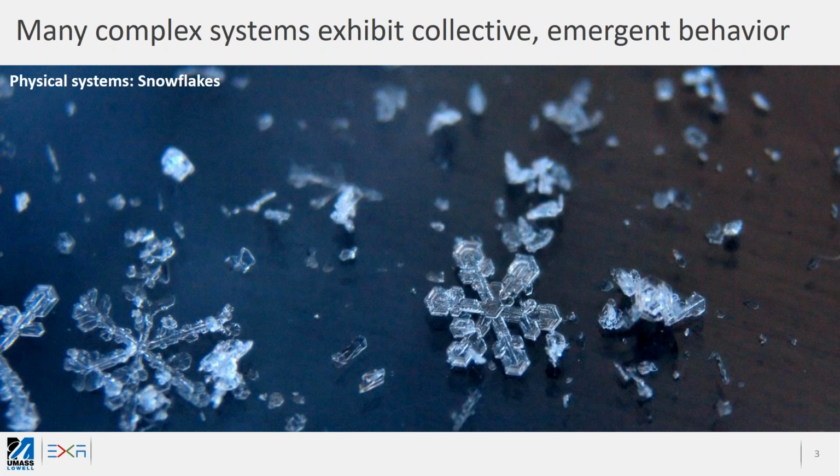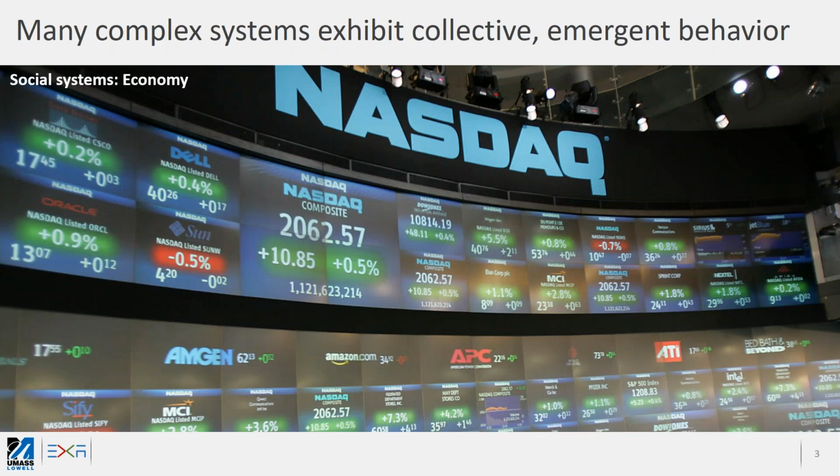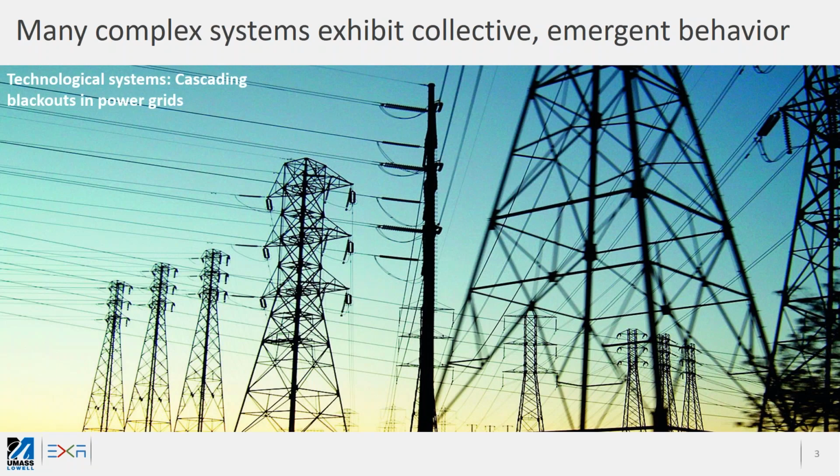So we see this in physical systems. We see the same kind of behavior in biological systems, and we just saw a video of that. We see social systems and the economy also behave in this kind of fashion. We see emergent rise and fall in how the stock market behaves. We see trends in how human societies behave. So this kind of behavior is actually everywhere.